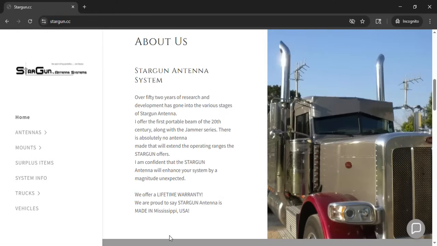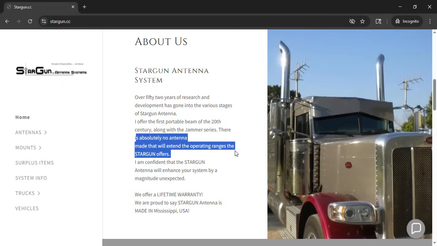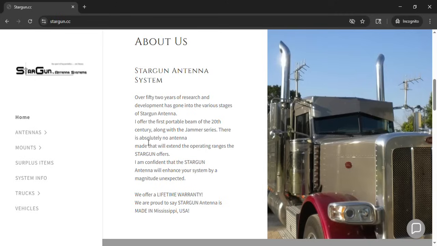All right, so let's talk about this introductory statement a little bit. Here's what I really want to hone in on: the first portable beam of the 20th century. I want you guys to think about that because we're going to come back to it in a second. No antenna made that will extend the operating ranges the Stargunn offers. Again, that's just an attention-grabbing statement to people that have no experience in the hobby, and they're automatically going to gravitate to that because they think, well, he said it's the best, it must be the best, so I'm going to buy it. Will enhance your system by a magnitude unexpected.